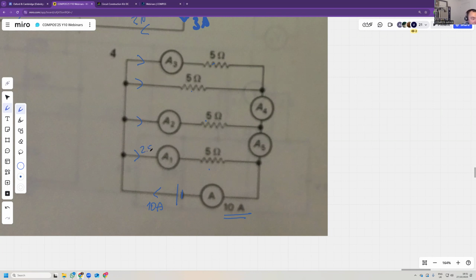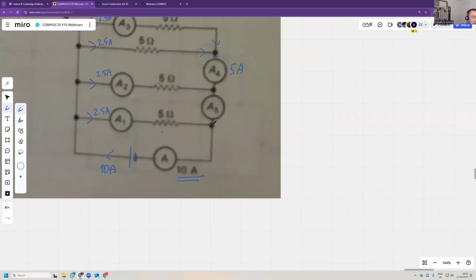Therefore, you would have 2.5 amps in each ammeter. 2.5, 2.5. Now, here you have 2.5, 2.5. They join together to make 5 amps, 5 amperes. And then you have a 2.5 plus a 5, which makes 7.5 amps in this ammeter.